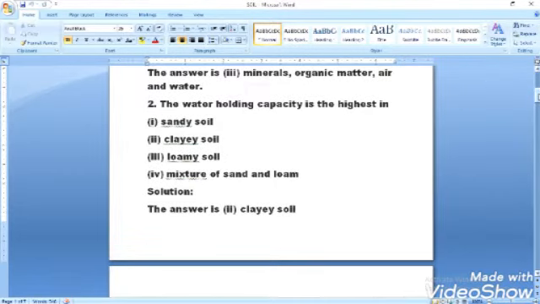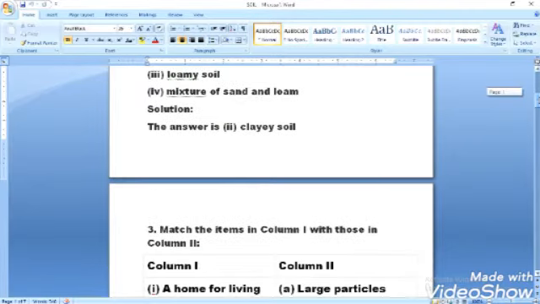Then the second question. The water holding capacity is the highest in: sandy soil, clay soil, loamy soil, or a mixture of sand and loam. We know that clay soil has the highest water holding capacity. Okay, next one, the third one.